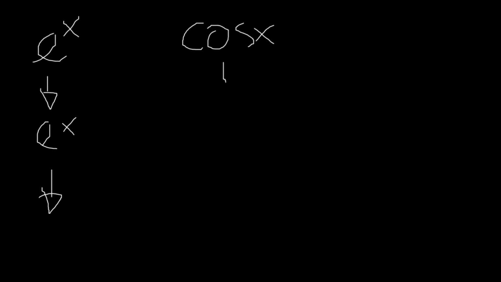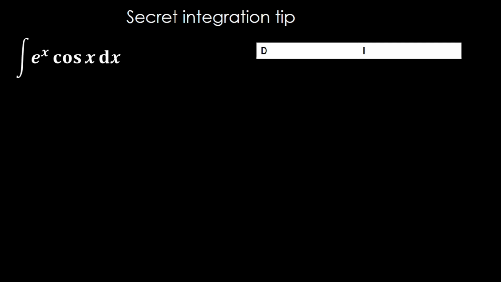Let's take it. Then we're going to use the DI method, differentiation and integration. What are you going to differentiate? Cos x. And what are you going to integrate? e to the x. Okay. We put in the sign. You have a plus, you have a minus, you have a plus, you have a minus, and so on.